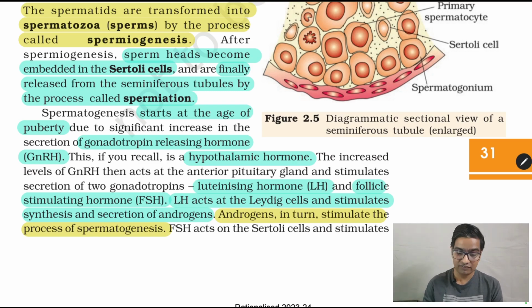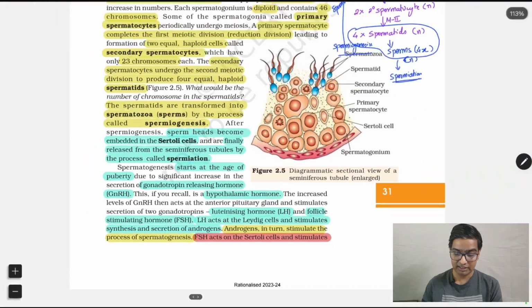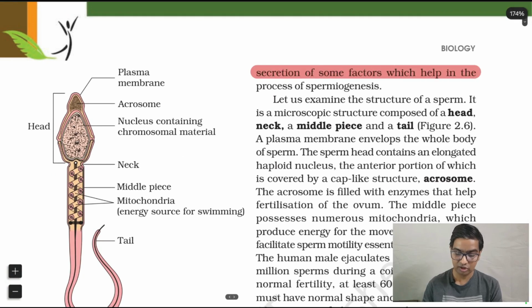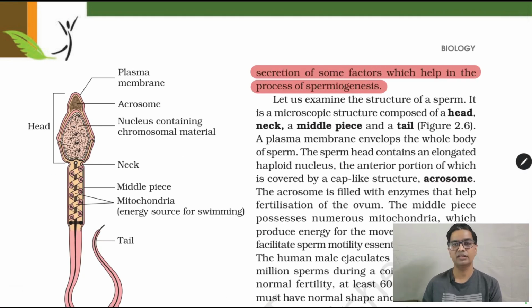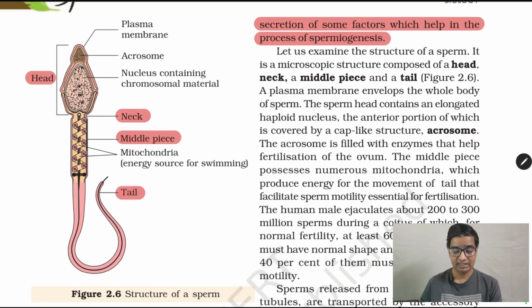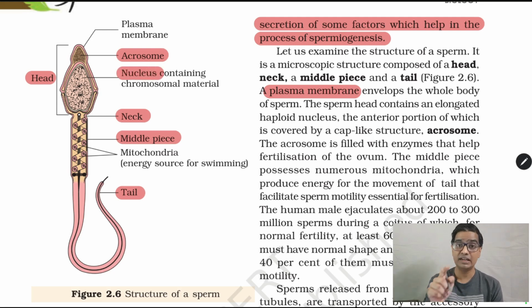So what the heck is FSH doing? FSH acts on the Sertoli cells and stimulates only the last step, which is the process of spermiogenesis. Observe, each sperm has a head, a neck, a middle piece and a tail, 4 parts. Simple. Of course, the entire sperm will be covered by a plasma membrane. Look here, acrosome and a haploid nucleus. The acrosome contains lytic enzymes.